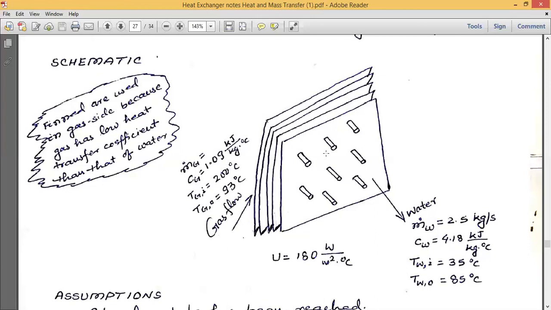Remember here, the fluid inside the tube, the water that is flowing inside the tube, the two fluids are not getting mixed. Also, outside, the gas flow, the gases are not mixed.